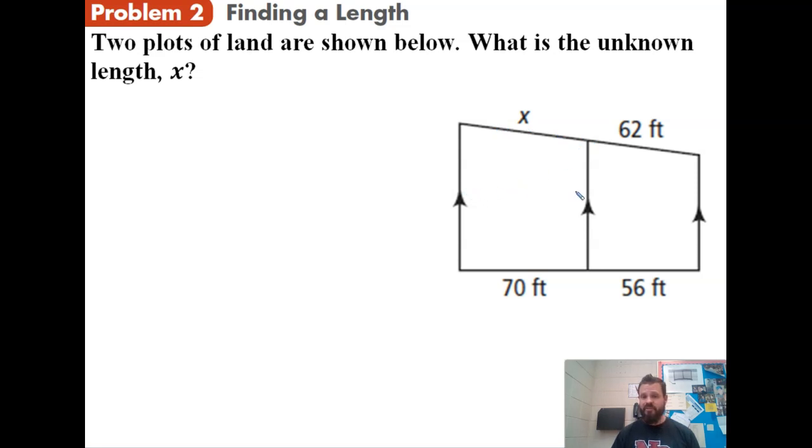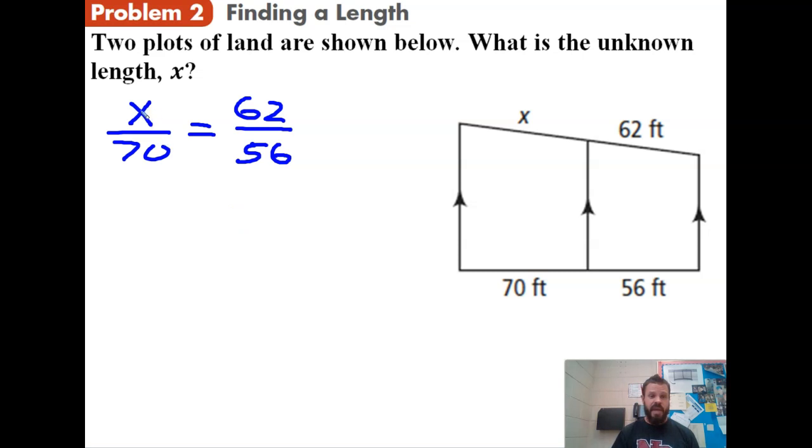Again, since my vertical lines are parallel, I know the horizontal transversals are going to be split proportionally. So I can just say that x over 70 is equal to 62 over 56. Okay, bigger numbers here, but simple proportion. Okay, just single x. Cross multiply. x times 56 will give us 56x is equal to 70 times 62 is 4,340. At least that's what my calculator tells me.